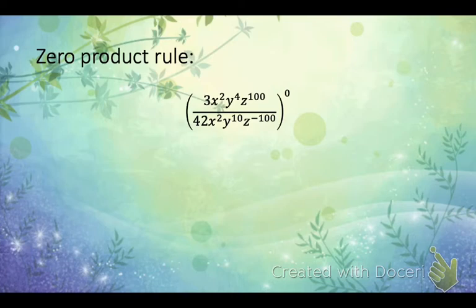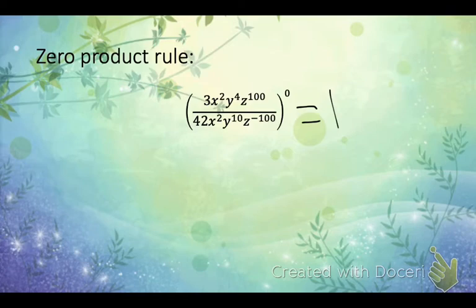Alright, 0 product rule. This should be the easiest one for you. Anything to the power of 0 is 1, and so yes, this looks really ugly, but realistically, this is just 1 as my answer. Anything to the power of 0 is 1, always.